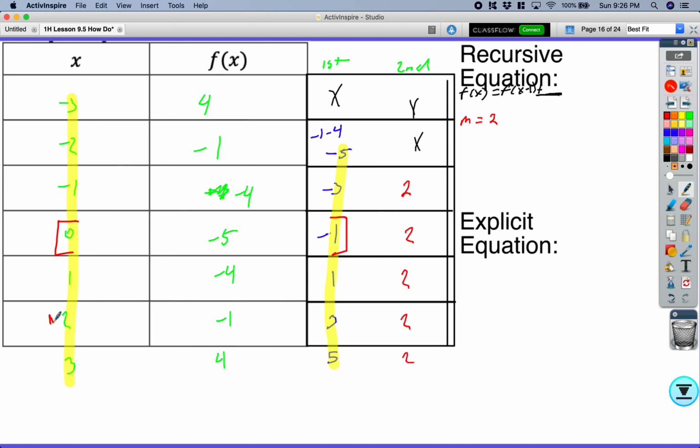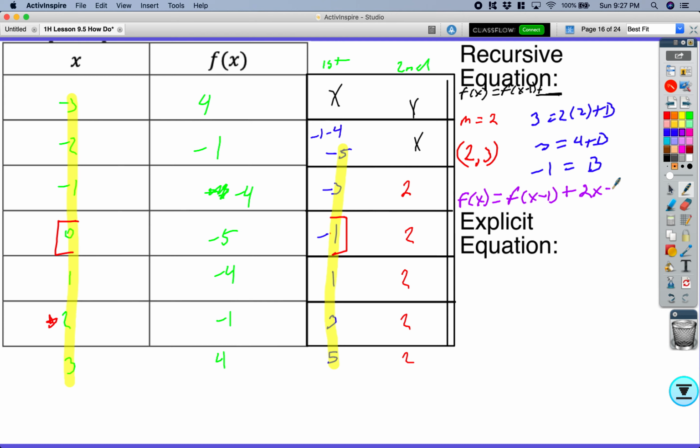But let's pretend we didn't see that, and I'm just going to plug in 2, 3 here, with a slope of 2. So this would look like 3 is equal to 2 times 2 plus b. 3 equals 4 plus b. -1 equals b. And lo and behold, it's the same value. Therefore, you would have a final answer of f of x is equal to the previous term plus 2x minus 1.